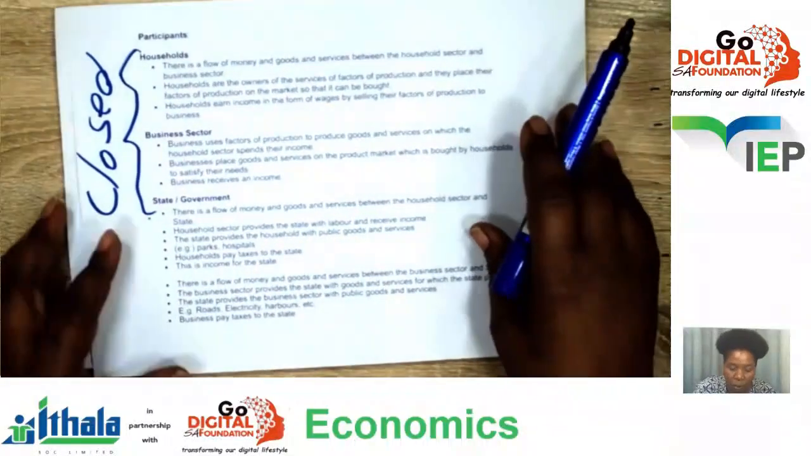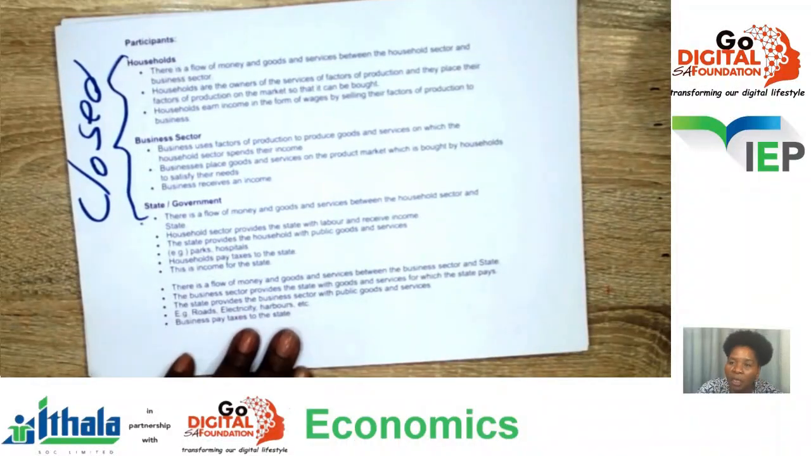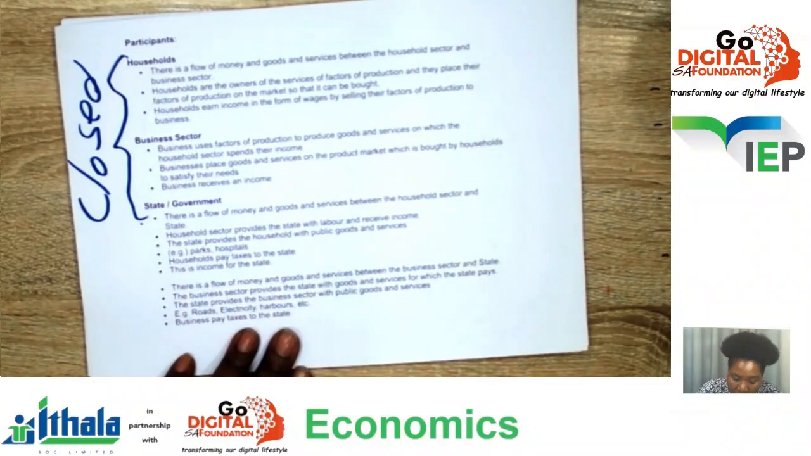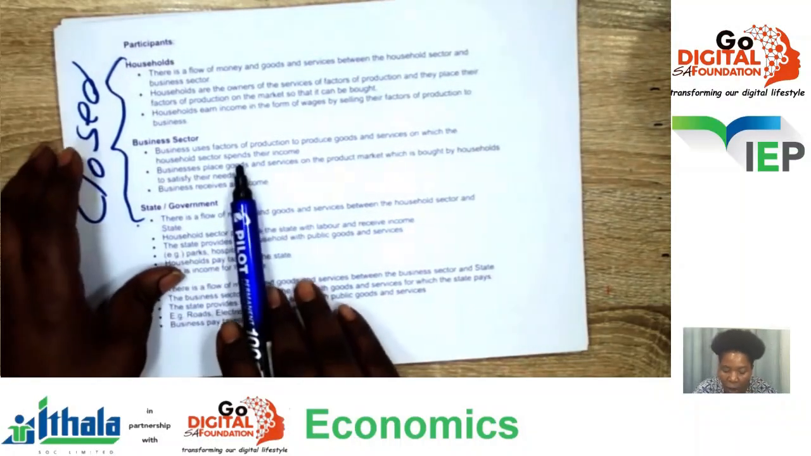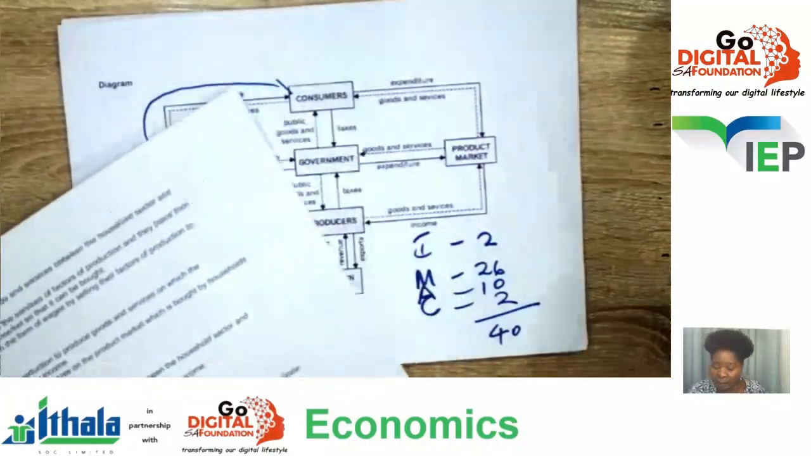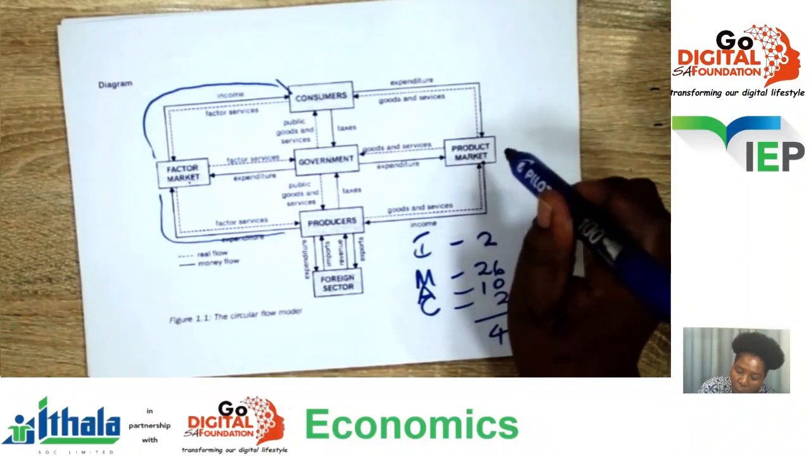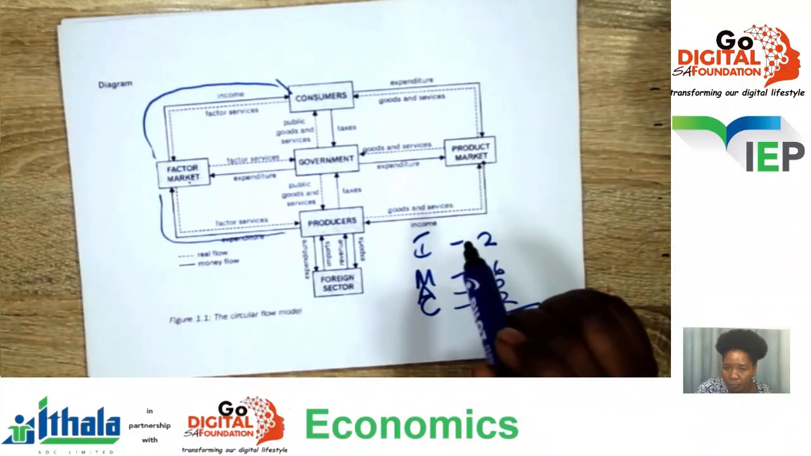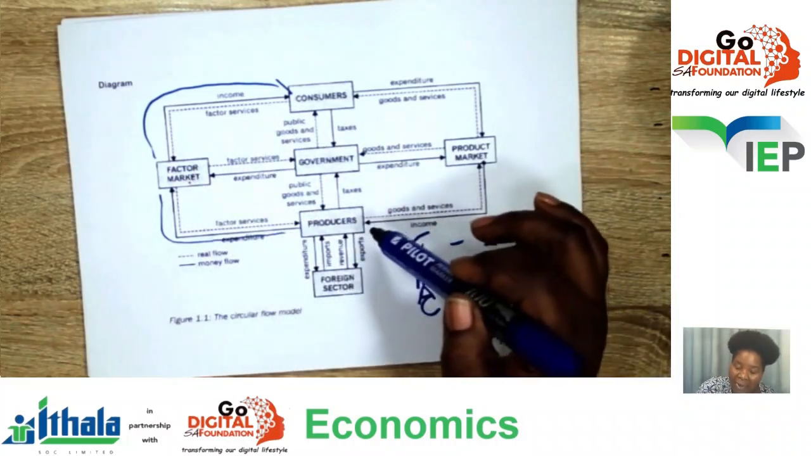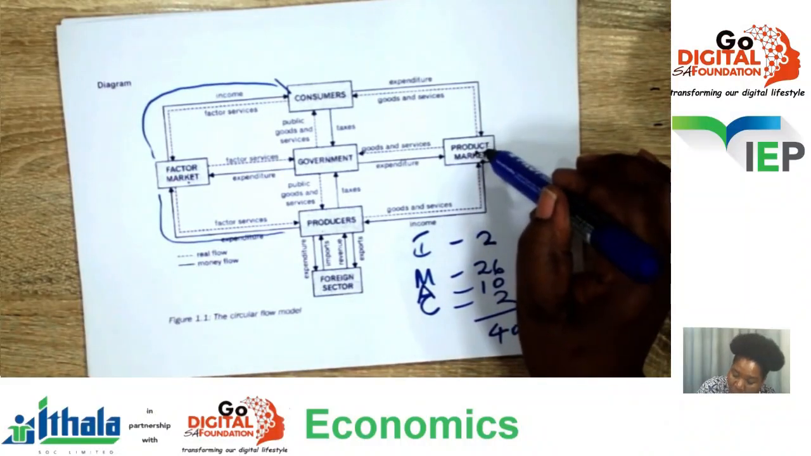What else does the business sector do? The business sector uses factors of production to produce goods and services on which the household sector spends their income. Also, businesses place goods and services on the product market, which is bought by the household to satisfy their needs. Look at my drawing again. There is the product market here. That is where we get all the goods and services. Where do consumers get the money to buy? Because they did go and get employed and they produced goods and services that are sent to the product market.